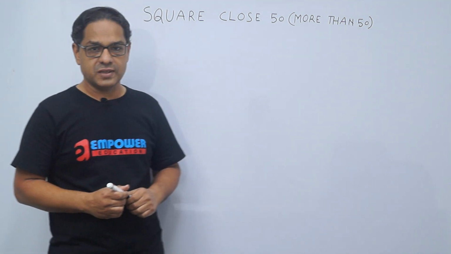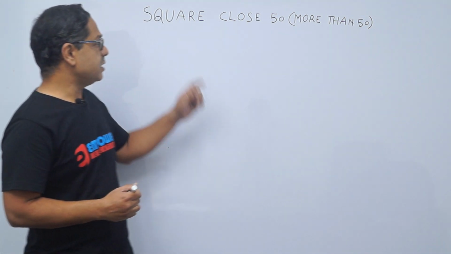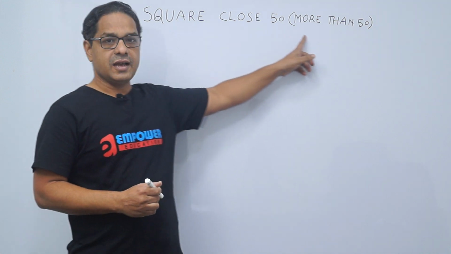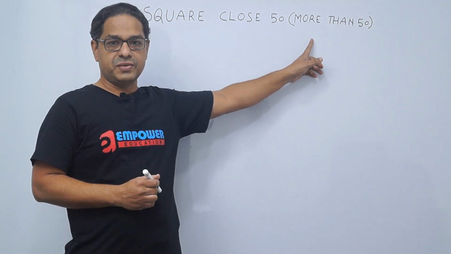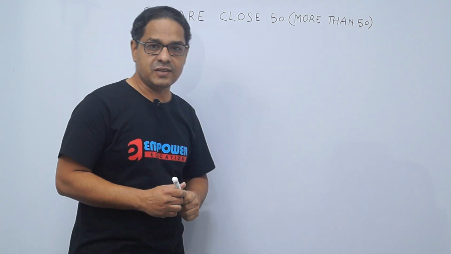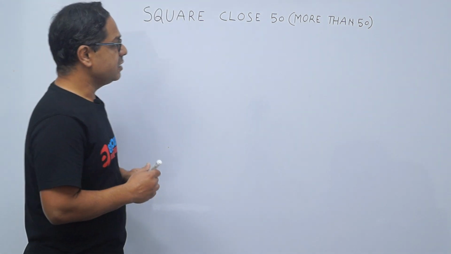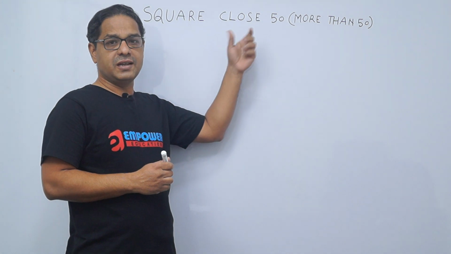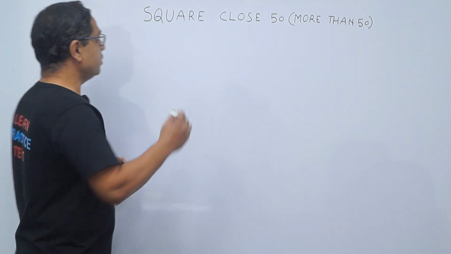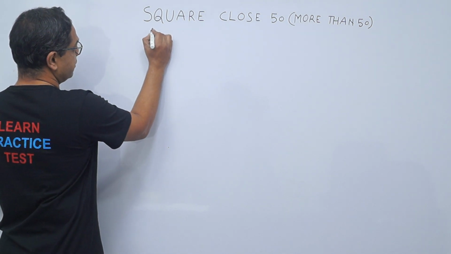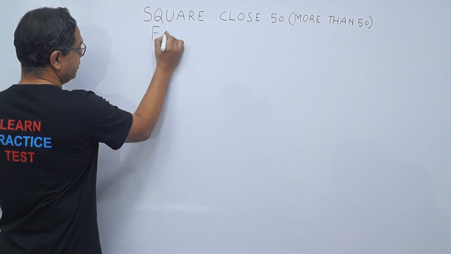So let me start with the first technique, squaring a number close to 50 and more than 50. Last time we saw squaring a number close to 50 and less than 50. So let us start with the formula. For example, we can square 51 and above, anything 50 and above. So the formula for this particular technique is given by, so first I am writing the formula.